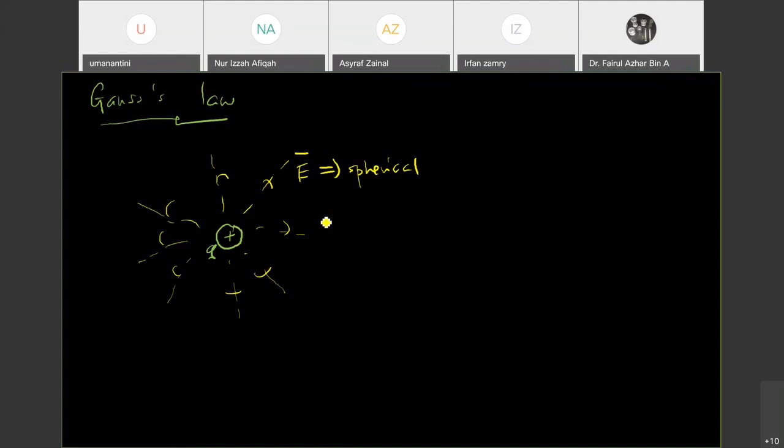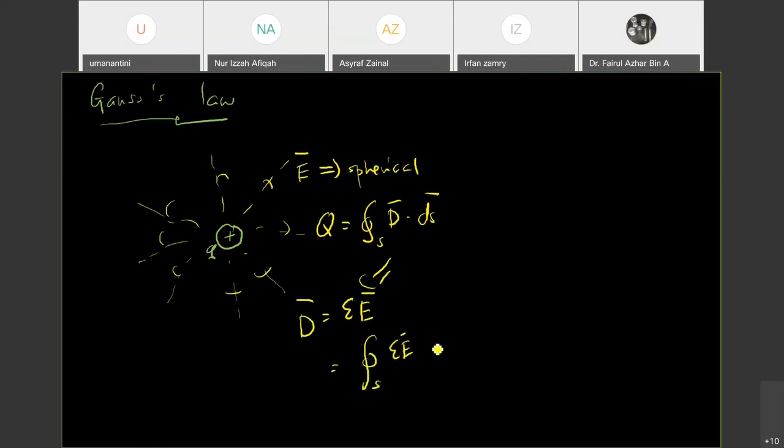Gauss law says Q is equal to the closed surface integral of D dot dS. Then we know the relationship between D and E: D is equal to epsilon E. So we can rewrite this as the closed surface integral of epsilon E dot dS. But sometimes we don't convert to this, and just use this equation in most cases.